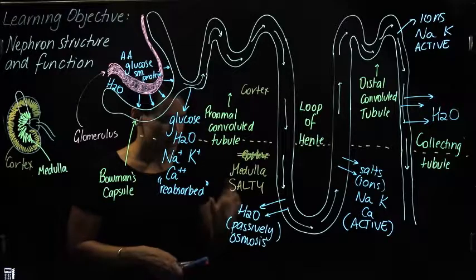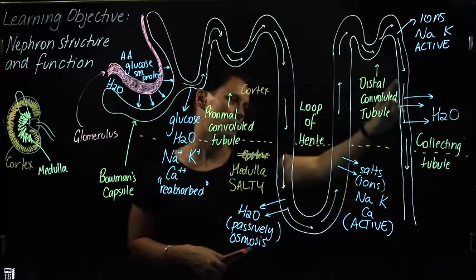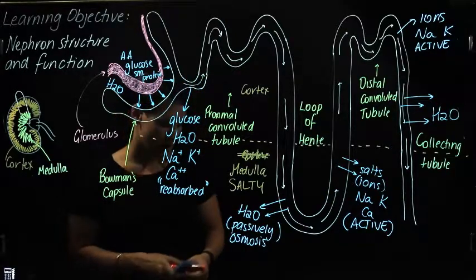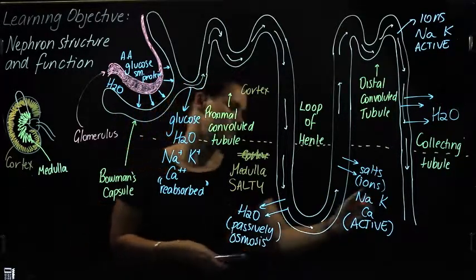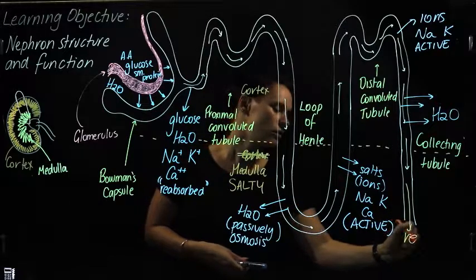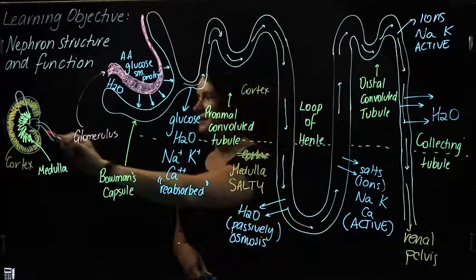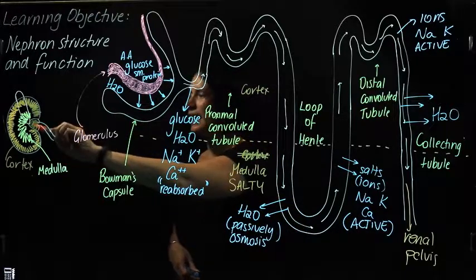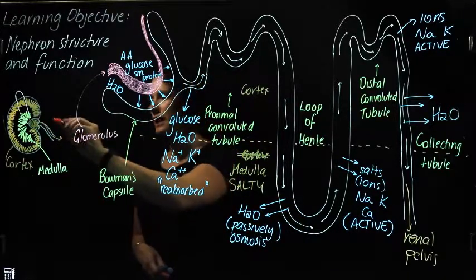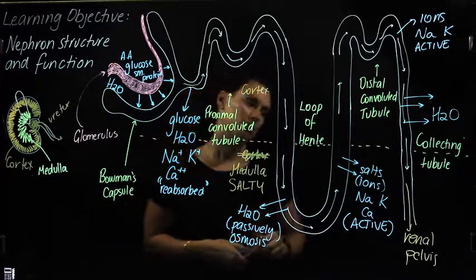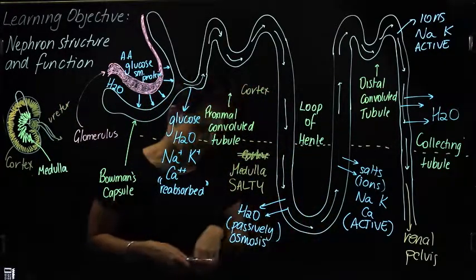There is only a very little amount of salt being taken out by this point. The collecting tubule is all about water reabsorption. Now what happens is this filtrate will go on into what's called the renal pelvis, which is this sort of central area in the kidney, and eventually it will be pushed out through a ureter and into the bladder, and then the bladder can urinate it out later.